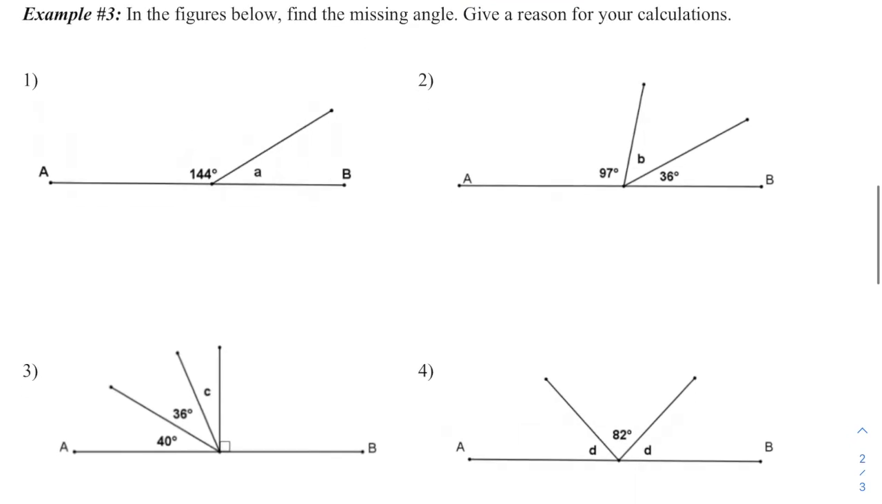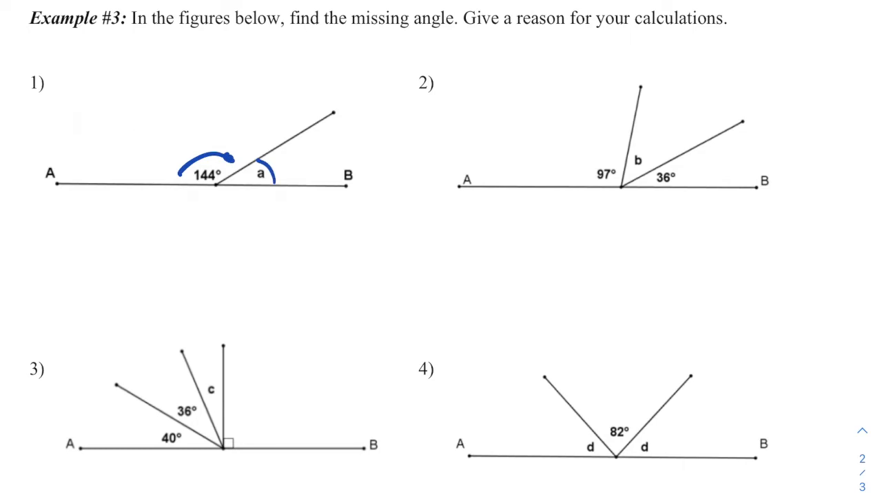Okay, so example 3. It's basically asking us to find the missing angle and then give a reason for the calculations. For the first one, I would think the reason is that we have some supplementary angles here. Those two angles, 144 and A, together have to add up to 180. Subtract 144, and A equals 36 degrees. So my reason would be supplementary angles.